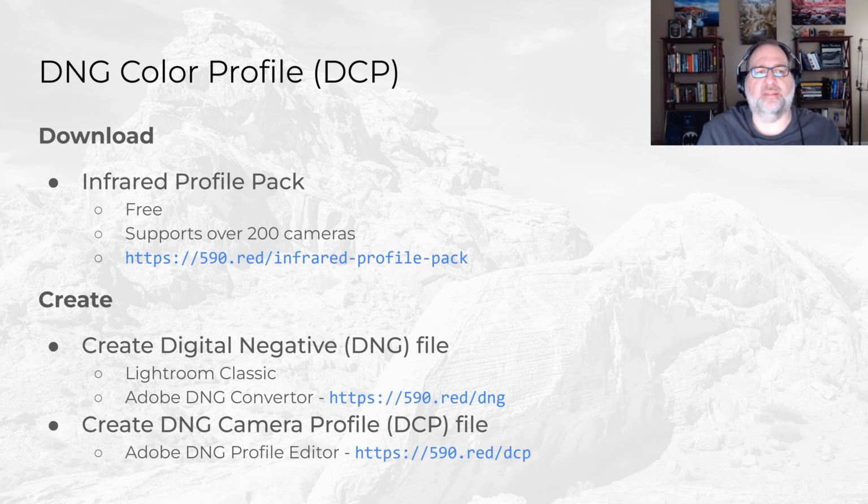So how do we get this DNG color profile or DCP file? Well, I started a project last year to collect RAW files from the community who would send me these, and then I collect these and create these profiles and offer them in a download called the Infrared Profile Pack. I now have over 200 cameras that are supported. This makes it super easy. Just download the pack and look for your camera. If your camera's not supported, send me a RAW file and I'll add it to the pack.